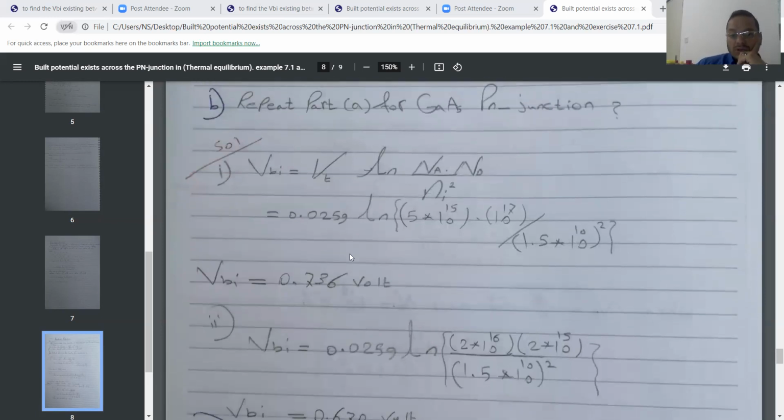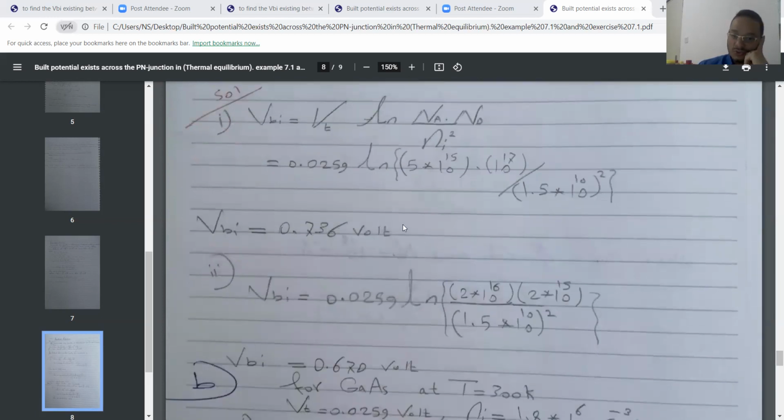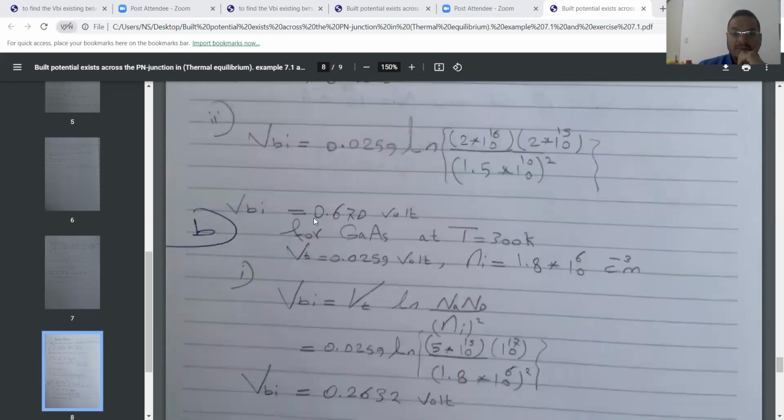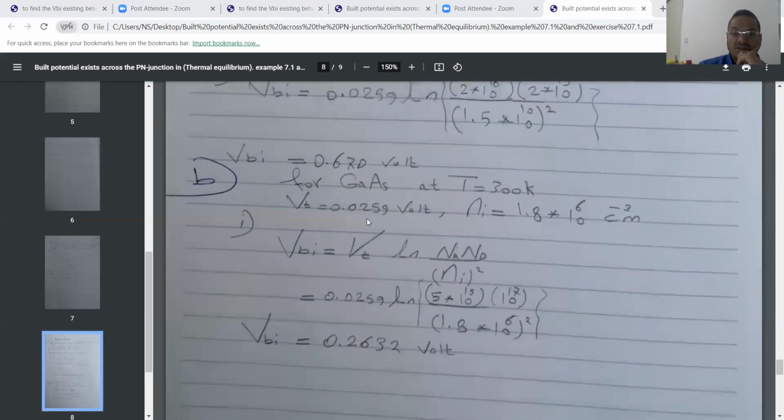Now VBI equals 0.736 volts, and in the second situation, when Na equals 10^16 and Nd equals 10^15, VBI equals 0.670 volts. Now we're dealing with another element. This element is gallium arsenide at room temperature. The intrinsic carrier concentration is not 1.5 times 10^10 anymore. Here, for gallium arsenide, it equals 1.8 times 10^6.